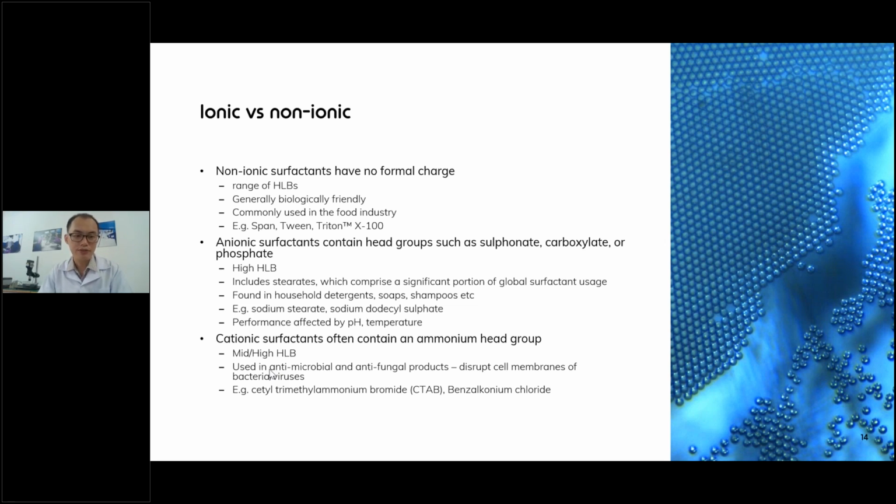The cationic surfactant often contains an ammonium head group, so it has a middle or high HLB value, and it's used in antimicrobial and antifungal products, which disrupt the cell membrane of bacteria or viruses. For example, CTAB, cetyltrimethylammonium bromide, or benzalkonium chloride are examples of cationic surfactants.